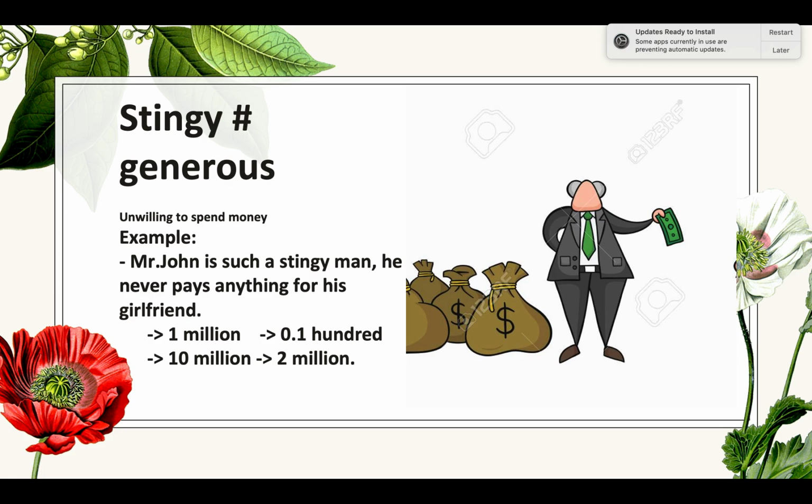So for example, now look at the picture. We have a man with a lot of stacks of money, right? So he just spent $1, and then he still has a lot of money. So we have Mr. John is such a stingy man. He never pays anything for his girlfriend, right? So stingy means unwilling to spend money, and the antonym generous means willing to spend money, right?